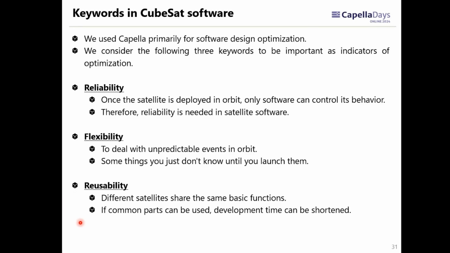And third, reusability is also important because even different satellites share the same basic functions. I think every satellite has a function to keep health. So if those common parts can be reused, development time can be shortened, and also reliability will increase. So we think reusability is also important.